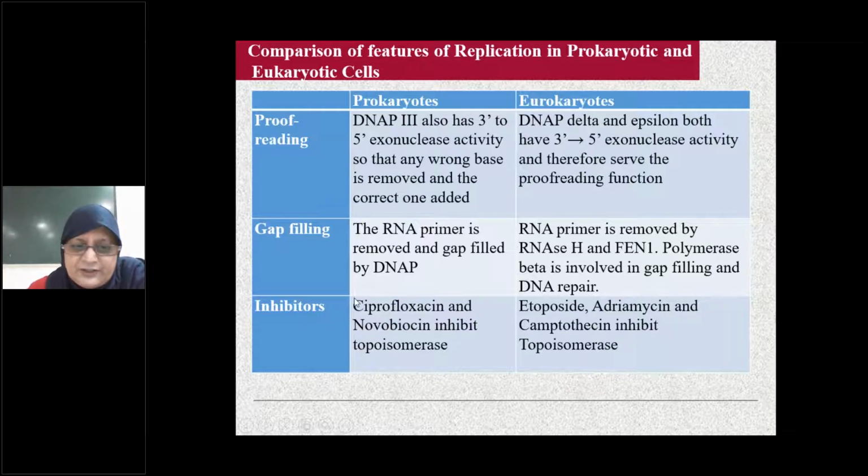Then there are also some inhibitors that affect replication. In prokaryotes, ciprofloxacin and novobiocin are 2 antibiotics that inhibit the enzyme topoisomerase. While in eukaryotes, etoposide, adriamycin, and camptothecin are 3 drugs that will inhibit topoisomerase.